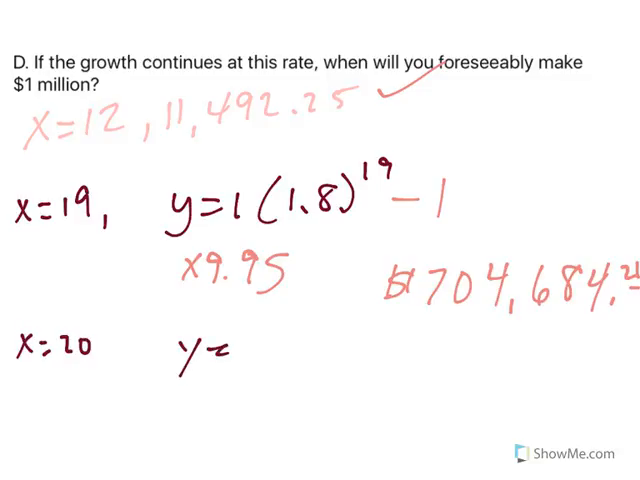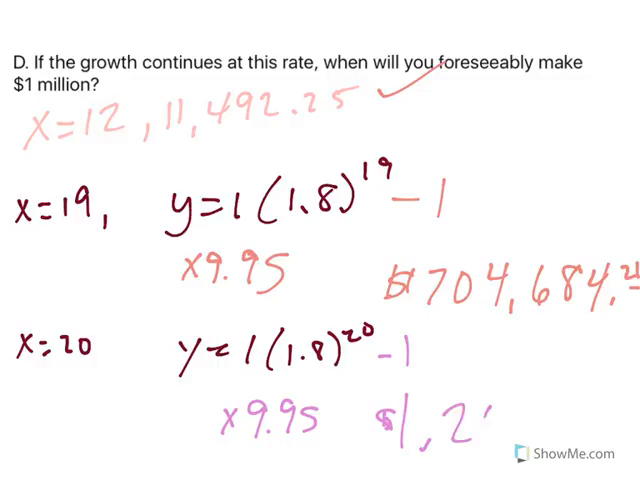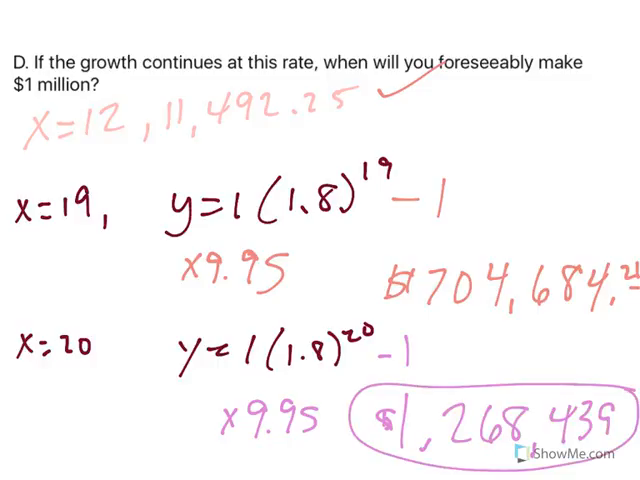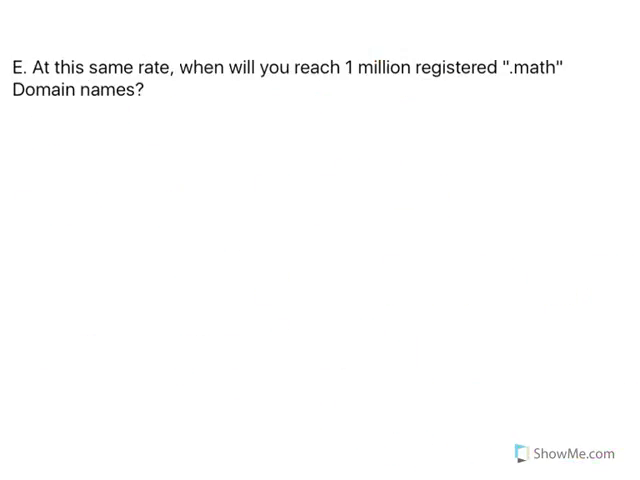If I go to 20, y equals 1 times 1.8 to the 20th. Again, I'm going to subtract 1 from that answer to get rid of me, multiply by 9.95, and I end up with 1,268,439. So after 20 months from start, assuming that the growth continues at 80% a month, I will be over $1 million in how much I earned.